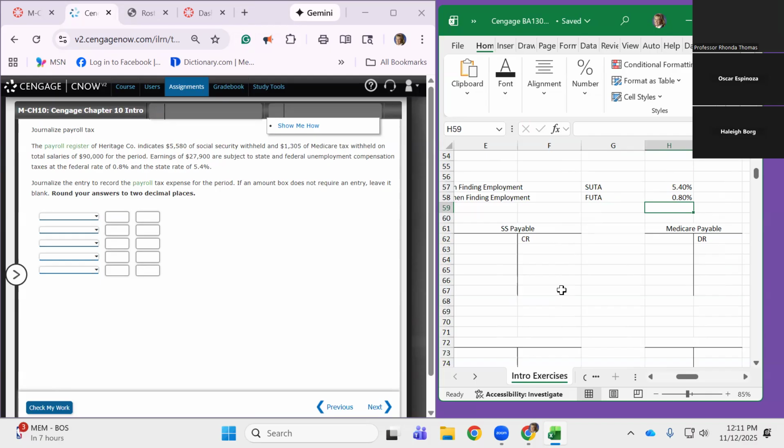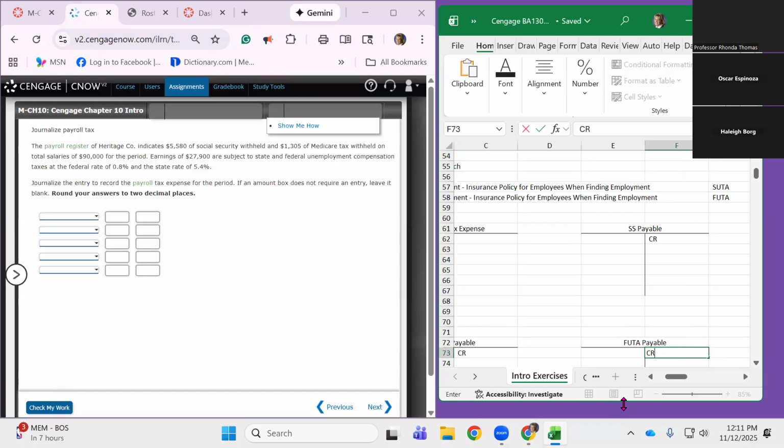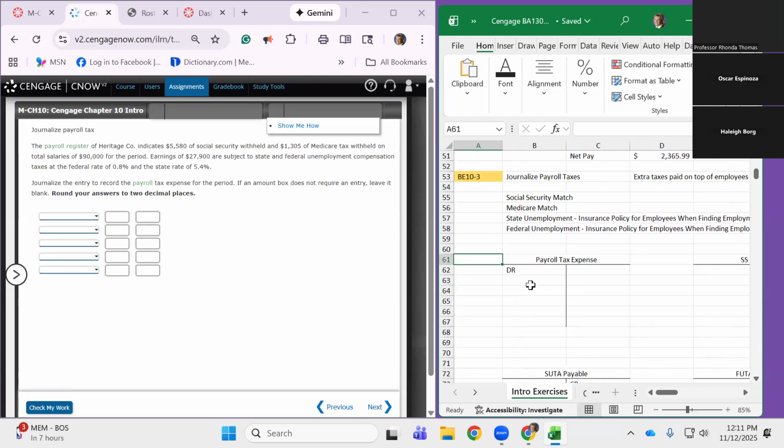So we're going to make a SUTA and a FUTA payable. Okay, so let's do that. So this is going to be a payable, a credit balance, and then we're going to do a FUTA payable or something similar to it. All right, and it's going to have a credit balance. Now we've got to calculate how much each of these things are in our problem. All right, so I'm going to put that beside on the left side of the description.